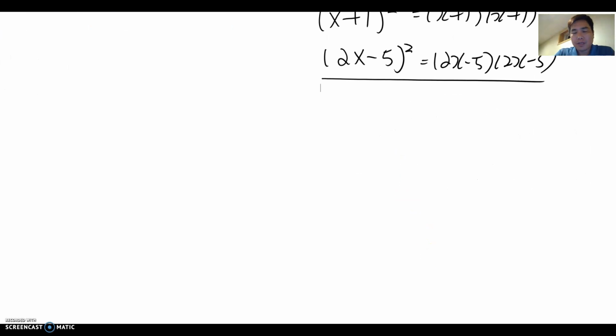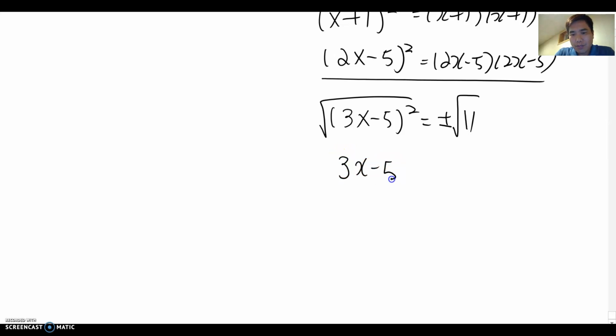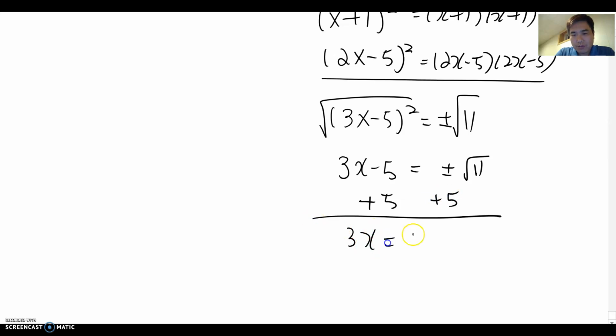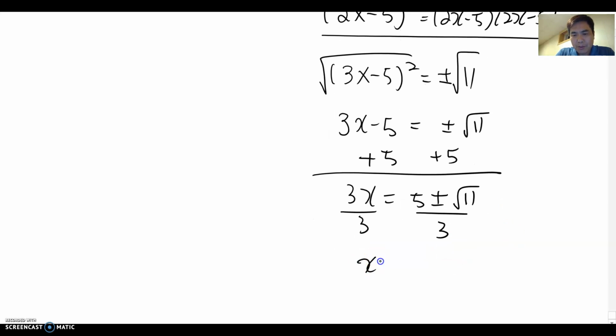Therefore, when we have an example like 3x minus 5 squared equal to 11, we take the square root, and at that time, don't forget plus and minus. Then we solve it this way, right? And then plus 5, so 3x equal to 5 plus and minus root 11, and divide by 3. So the answer becomes x equal to 5 plus and minus root 11 over 3.